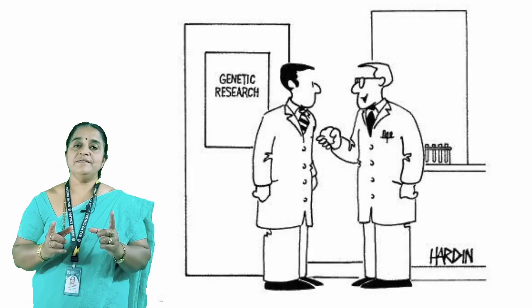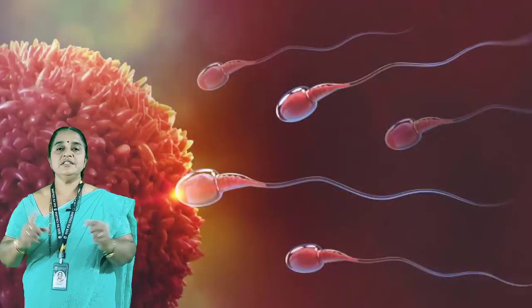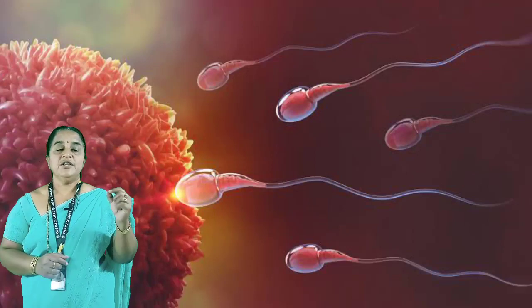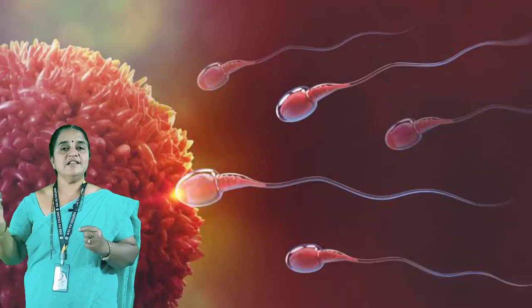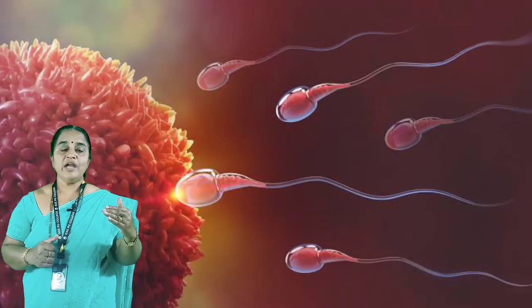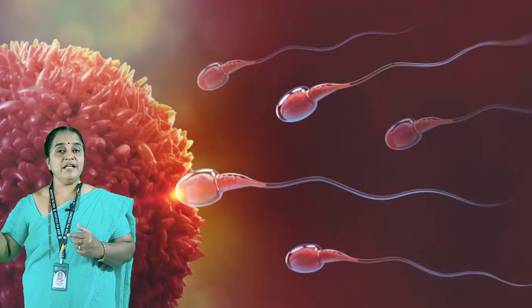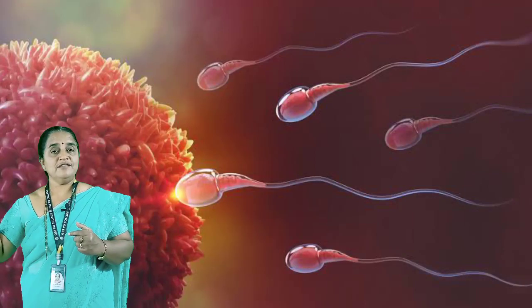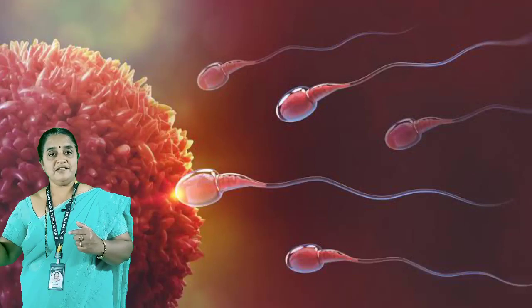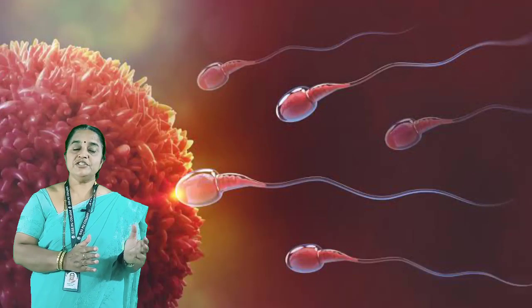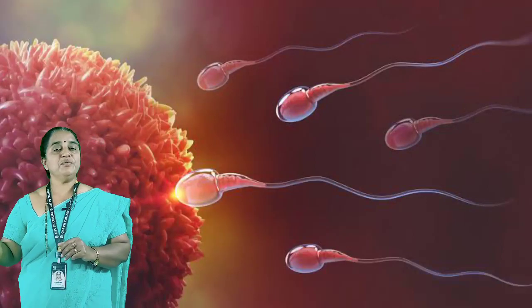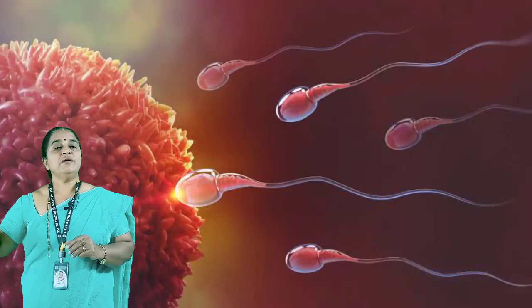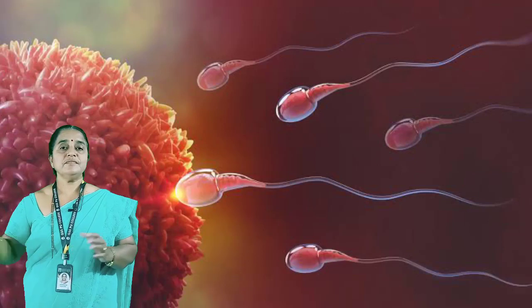So just compare asexual reproduction with sexual reproduction: uniparental, biparental. This is apomixis, that is amphimixis. No gametogenesis, fertilization, embryogenesis, but there it is gametogenesis, fertilization, embryogenesis. In asexual reproduction, clones are produced, no variations are found, while in sexual reproduction, no clones, but variations are more.